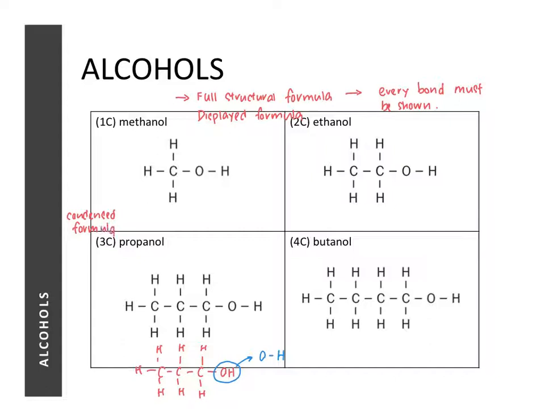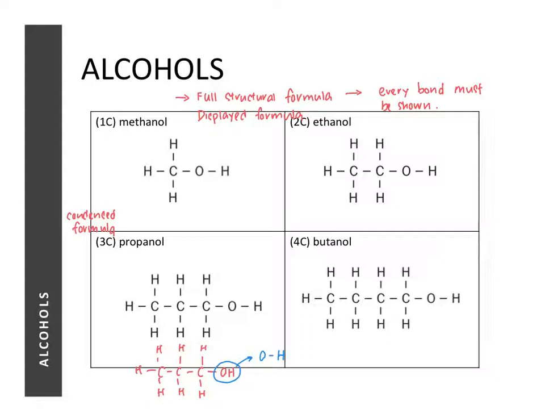Now, what exactly is condensed formula? When we are representing organic molecules, it is a hassle for us to draw out every single carbon atom and to show every single bond. Sometimes it's not required, we just need to know how the atoms are arranged in the molecule. That is when we can use the condensed formula. In the condensed formula, we collapse the full structural formula into what is found around each carbon atom. Okay, what do I mean by that?